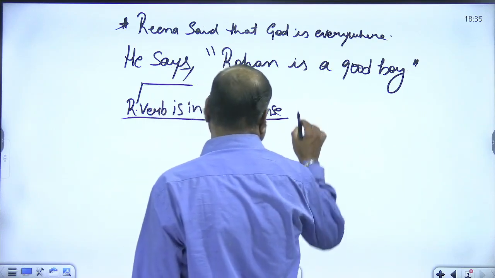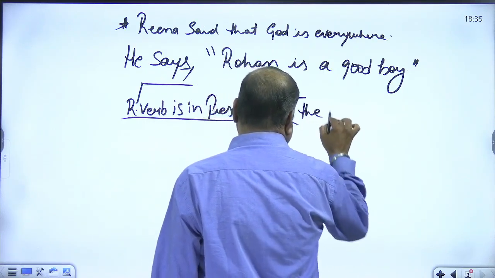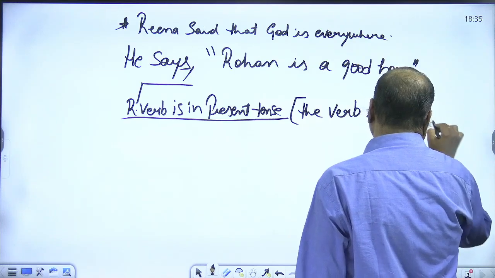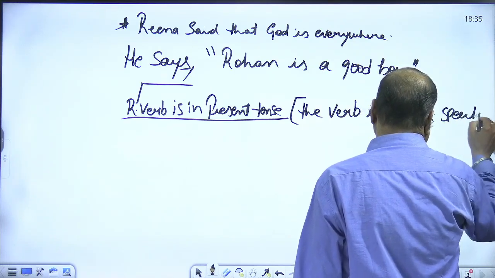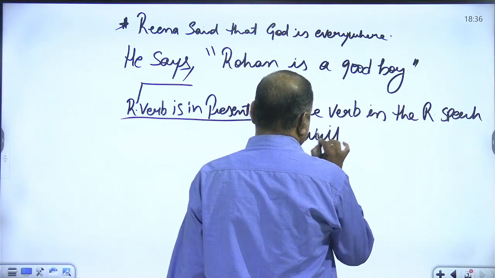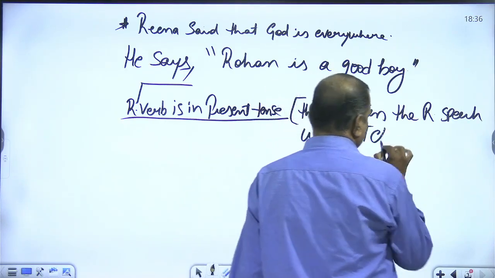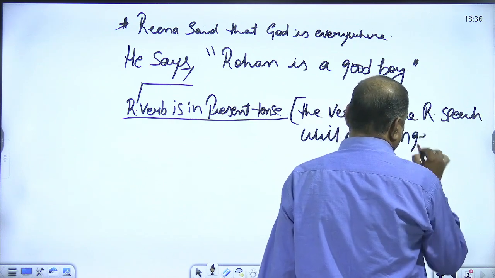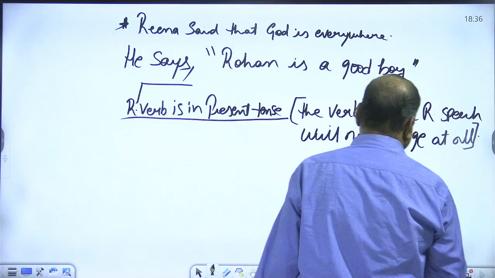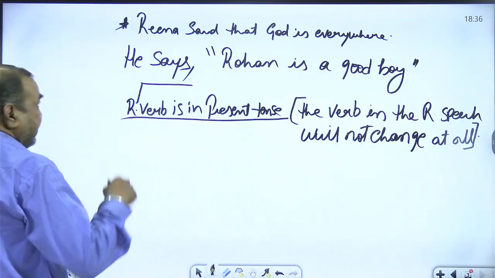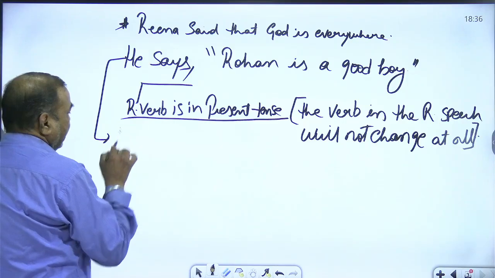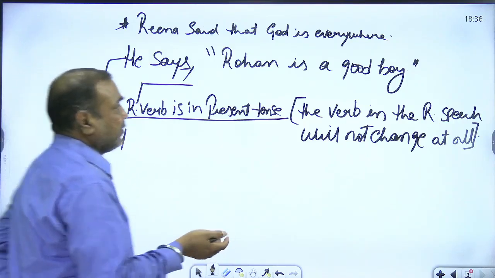So what will happen? The verb in the reported speech will not change at all. तो कैसे? He says Rohan is a good boy. So indirect करेंगे इसको when we change to indirect. This is your direct speech.